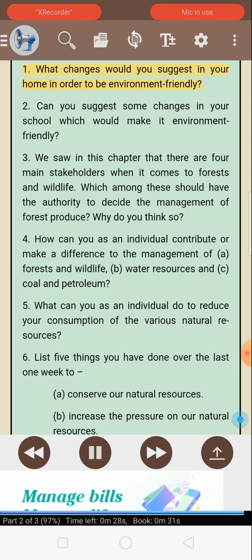Exercises. 1. What changes would you suggest in your home in order to be environment friendly? 2. Can you suggest some changes in your school which would make it environment friendly? 3. We saw in this chapter that there are 4 main stakeholders when it comes to forests and wildlife. Which among these should have the authority to decide the management of forest produce? Why do you think so? 4. How can you as an individual contribute or make a difference to the management of forests and wildlife?